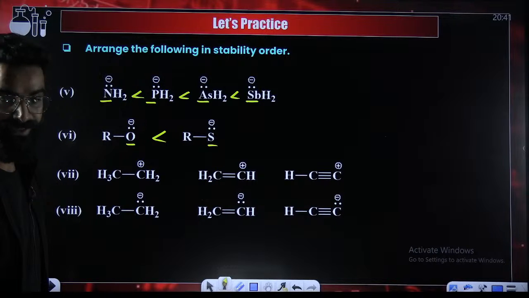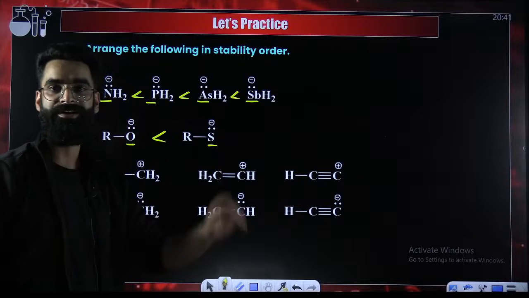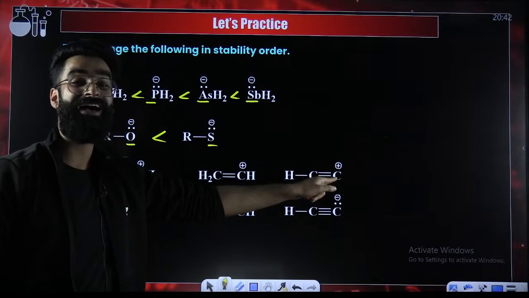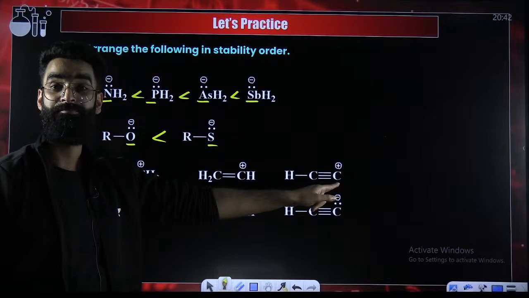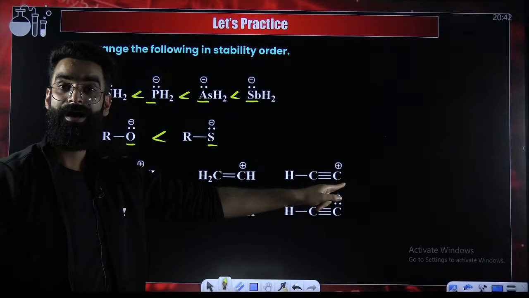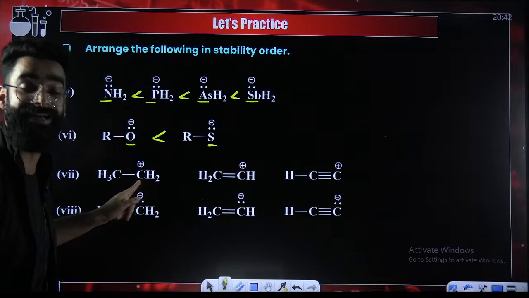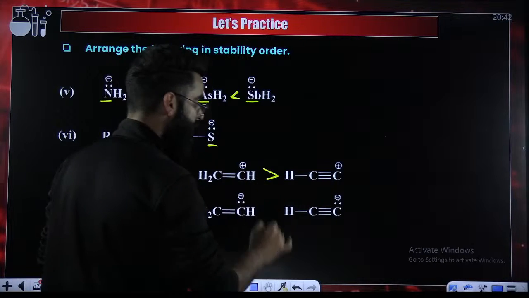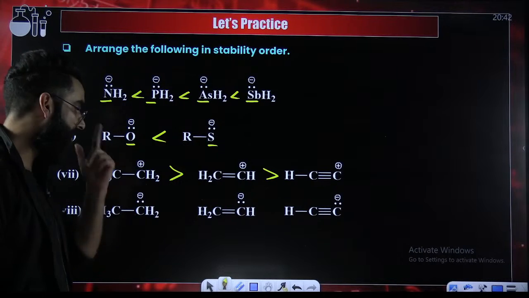Right? Now, people, tell me one thing. Single bonded carbon, double bonded carbon, triple bonded carbon. Can I say this particular carbon, the triple bonded carbon, has more S character? More S character means more electronegative. So automatically that means this carbon is comparatively less electronegative. And positive charge is more stable on the less electronegative element. So this is the order. Done? Right, people?